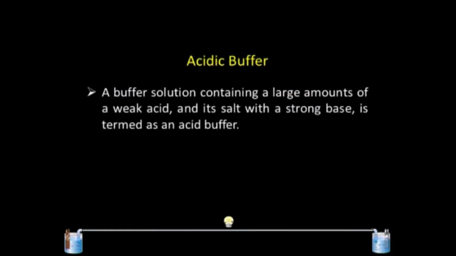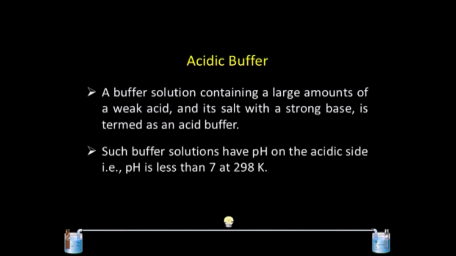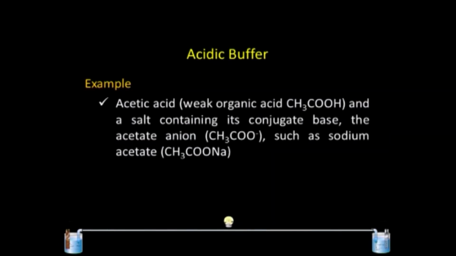Let us now come to acidic buffer. A buffer solution containing a large amount of a weak acid and its salt with a strong base is termed as an acid buffer. Such buffer solutions have pH on the acidic side, that is lesser than 7 at 298 K. Example: acetic acid, which is a weak organic acid, and a salt containing its conjugate base, the acetate ion, such as sodium acetate, acts as an acidic buffer.